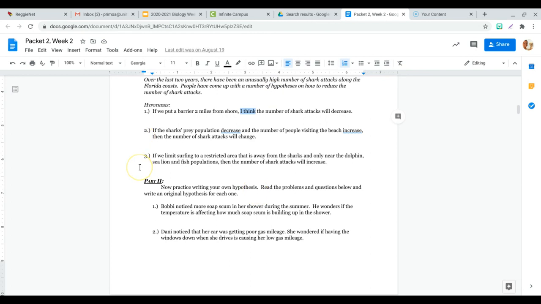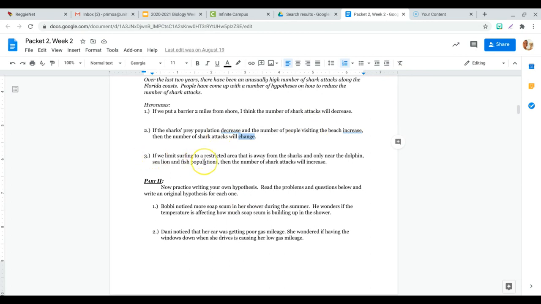Number 2, if the shark's prey population decreases and the number of people visiting the beach increases, then the number of shark attacks will change. You're testing too many variables here, so you need to pick one or the other. Are you looking at the shark's prey population decreasing or the number of people visiting the beach increasing? Also, the word change is not very specific. Tell me if you think the shark attacks are going to increase or decrease, depending on which variable you pick.